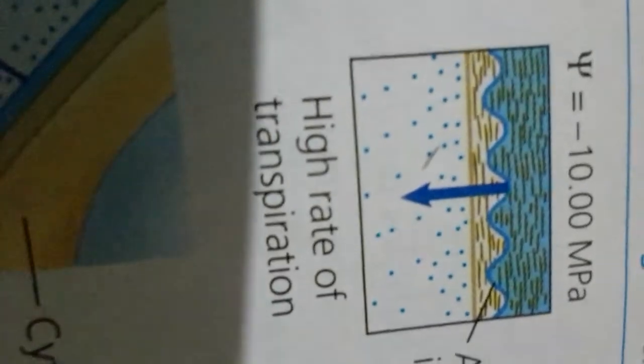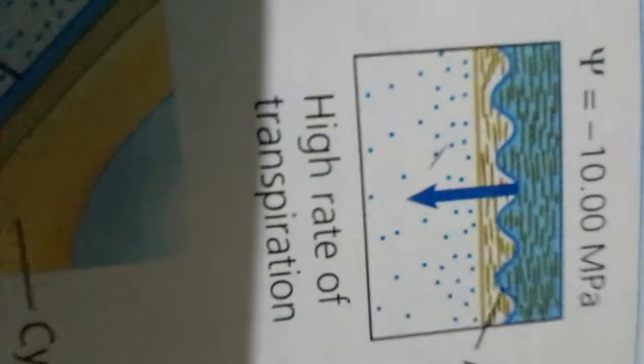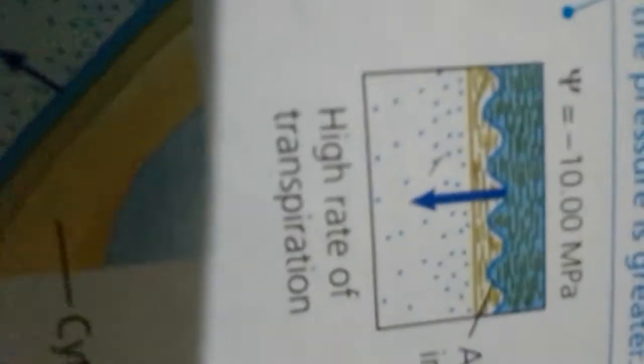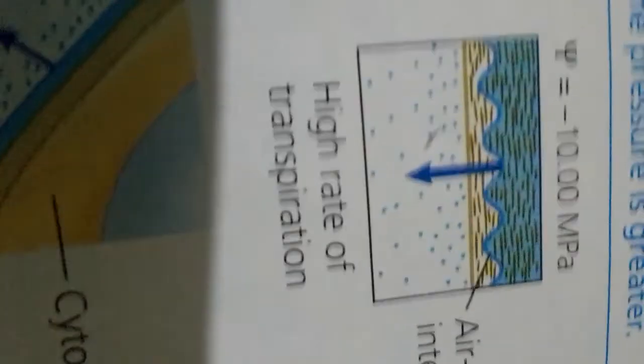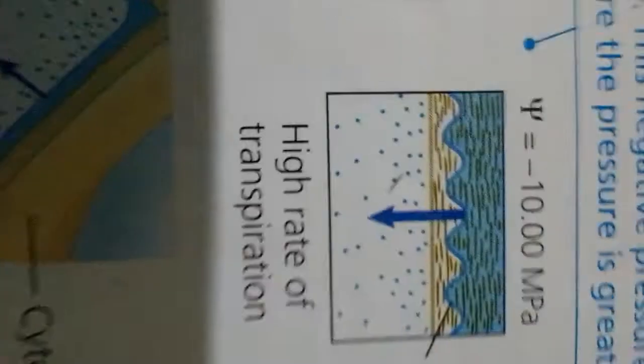Evaporation causes the air-water interface to retreat farther into the cell wall and become more curved. As the rate of transpiration increases and the interface becomes more curved, the water film's pressure becomes more negative. This negative pressure, or tension, pulls water from the xylem, where the pressure is greater. Notice the Ψ equals −10.00 megapascals.